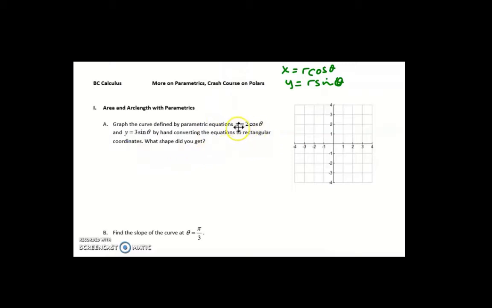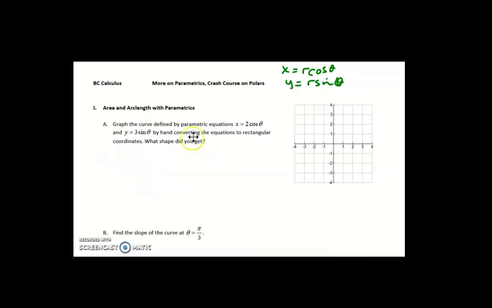So let's start by calling these parametric equations x equals 2 cosine theta, y equals 3 sine theta, and we're going to graph them by hand, converting the equations to rectangular coordinates as well. The reason why we do this is just to ground you in polars again. We're not expecting you to remember all this, and you don't need to know how to graph polars from scratch. But we want to walk you through this exercise so that you remember a little bit about polars.